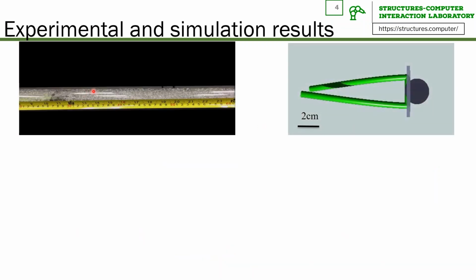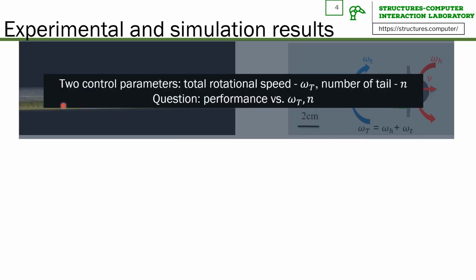Here are some experimental results. As you can see from the experiment video, when the robot moves to the right at a constant velocity v, the robot head and the tails are rotating in opposite directions at constant rotational speeds omega_h and omega_t respectively. We denote the sum of them as omega_T. Then, there are two control parameters in the system, total rotational speed omega_T and number of tails n. Next, we are going to explore the relationship between the robot performance versus omega_T and n.